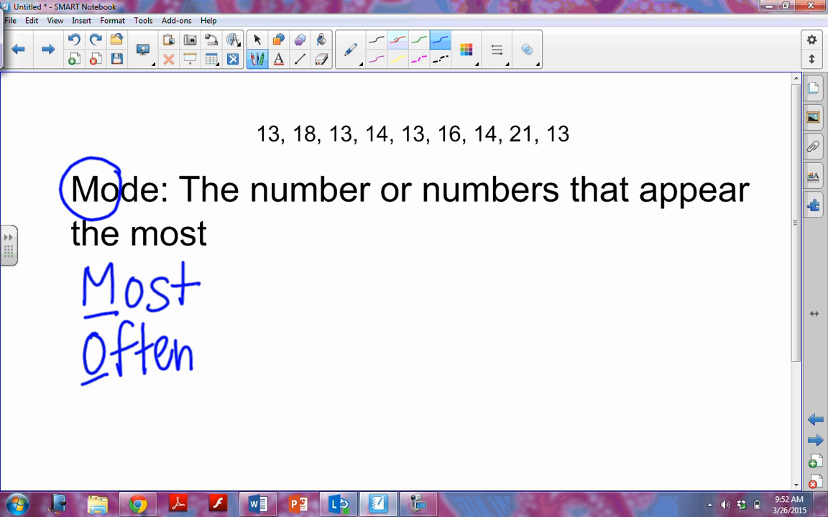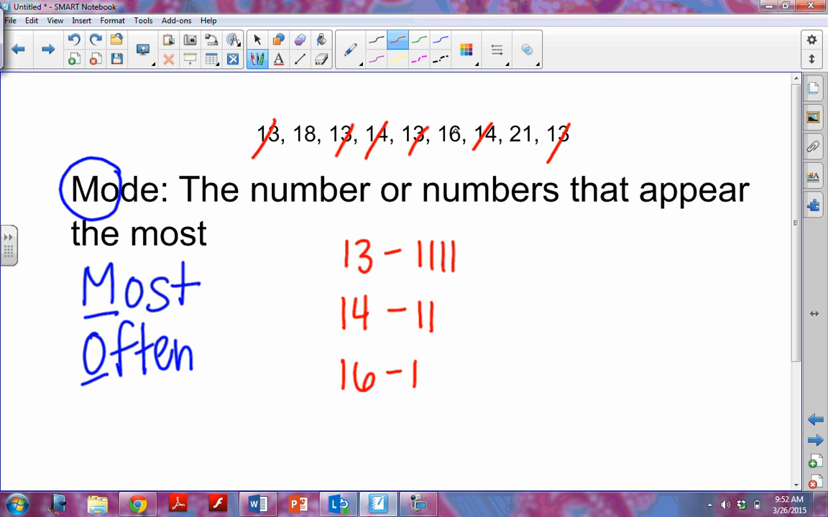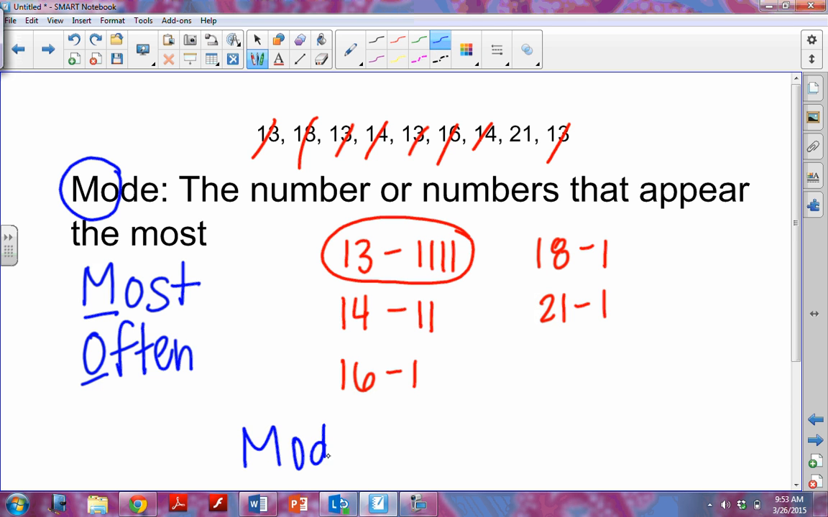So let's count how many of each number we have. With the 13, I see 1, 2, 3, 4 times. With the number 14, I'm going to mark my 13s off so I don't count them again. 14, I see twice. 16, I see once. 18, I see once. And 21, I see once. So my mode is 13. I've got 4 of them, so that's the number that I see the most. In this case, my mode with this data set is 13.